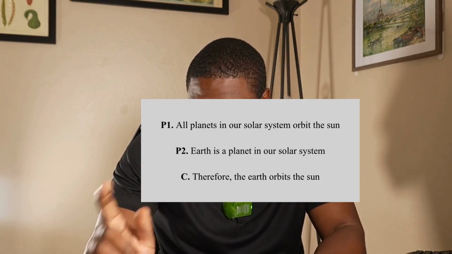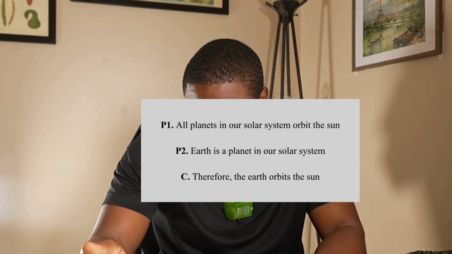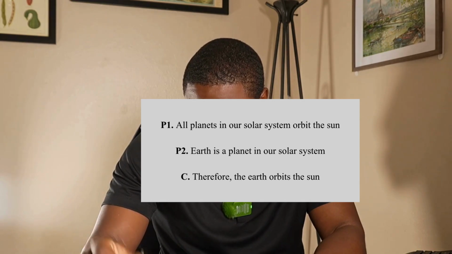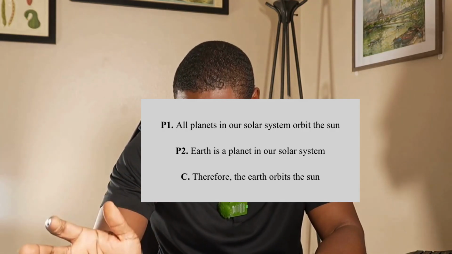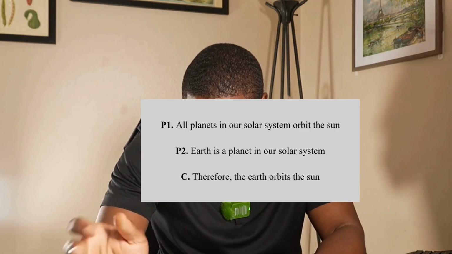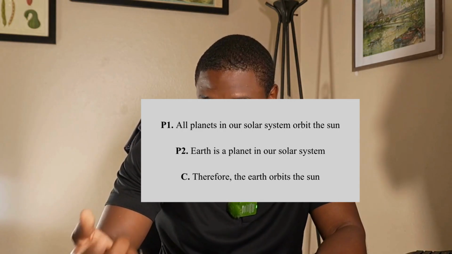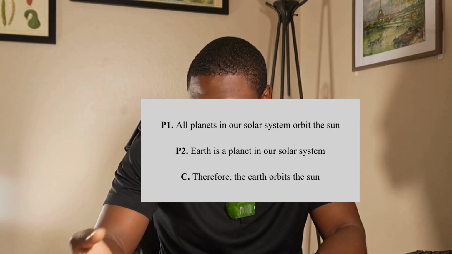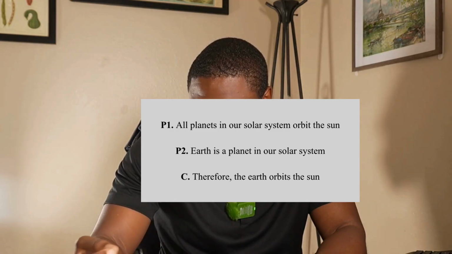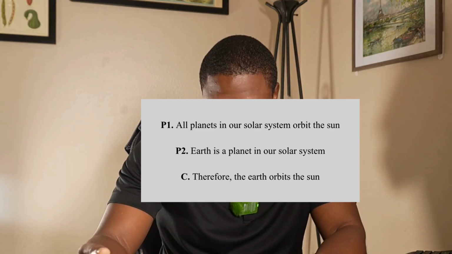Premise one: all planets in our solar system orbit the sun. Okay. Premise two: Earth is a planet in our solar system. Okay. Conclusion: therefore, the Earth orbits the sun. All right. So premise one: all planets in our solar system orbit the sun. Premise two: Earth is a planet in our solar system. And then conclusion: therefore, the Earth orbits the sun.